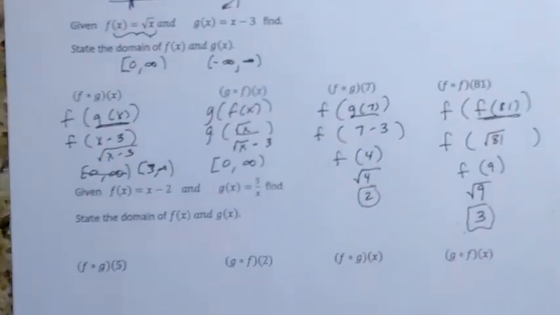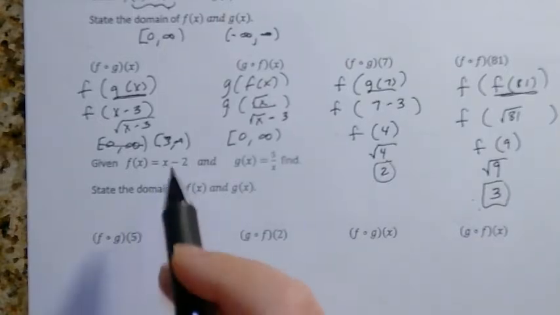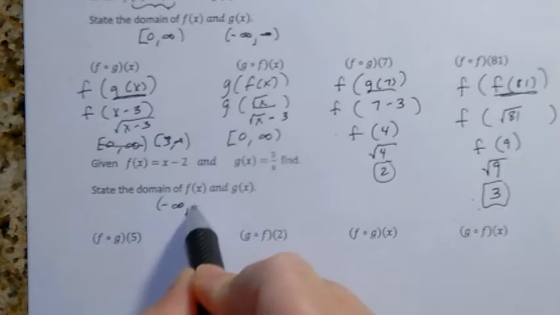Let's evaluate the next one. So this one's a little different. I have to think about a domain here. This one is linear, so it's going to be negative infinity to infinity.